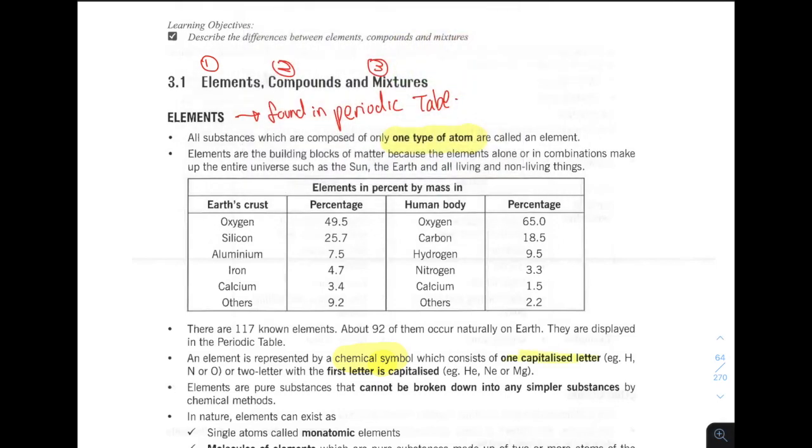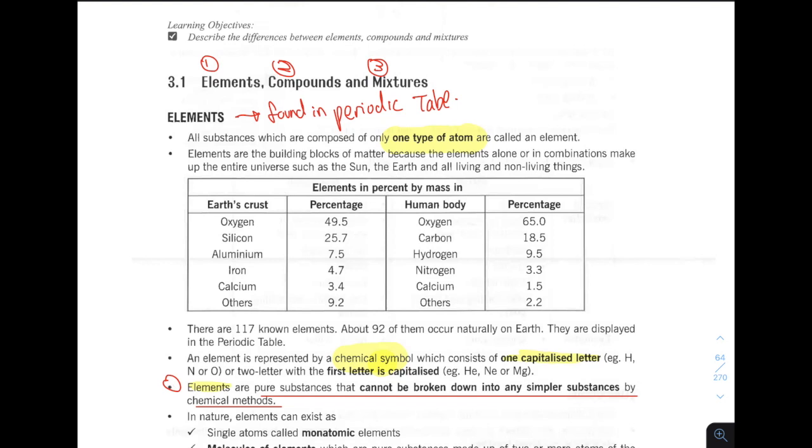That means the first letter must be a capital letter, and the subsequent alphabets do not need to be. So this is how you actually go about recognizing it, and they are pure substances that cannot be broken down into any simpler substances by chemical methods. So this is the definition of elements in the event the exam asks you to label.